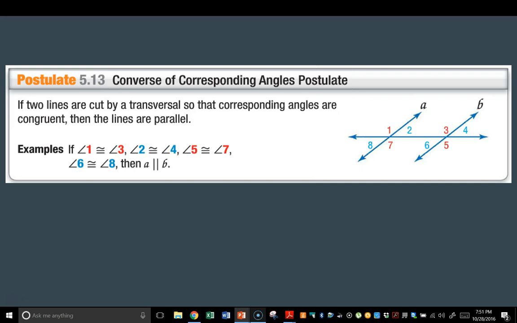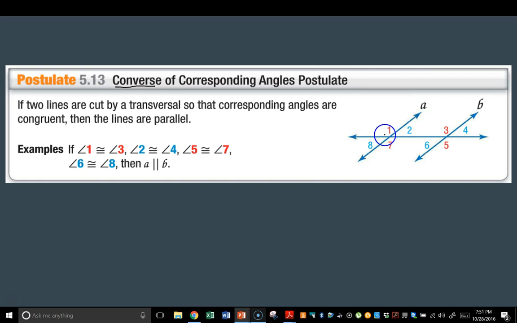So, converse of corresponding angles postulate. If two lines are cut by a transversal so that the corresponding angles are congruent, then the lines are parallel. Notice it says the converse. This sounds very familiar. It's just the backwards one of what we've already learned, or I should say reversed.